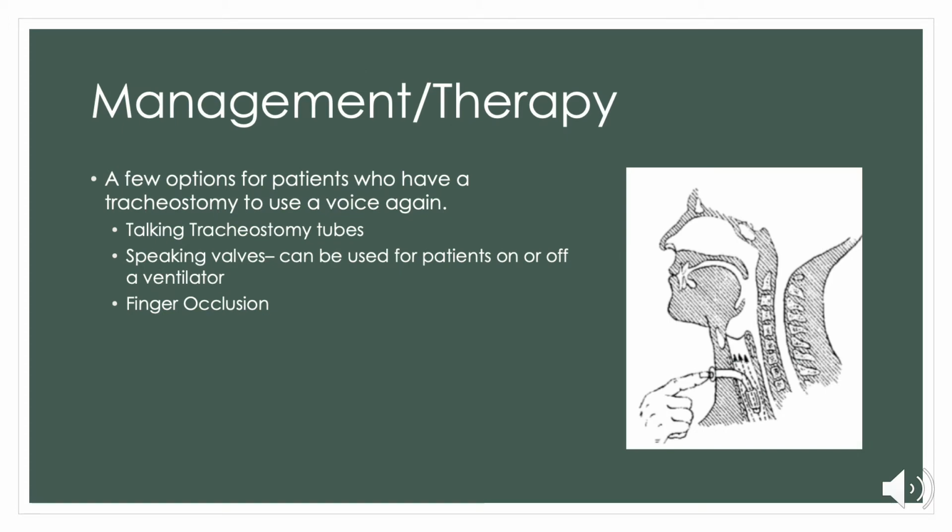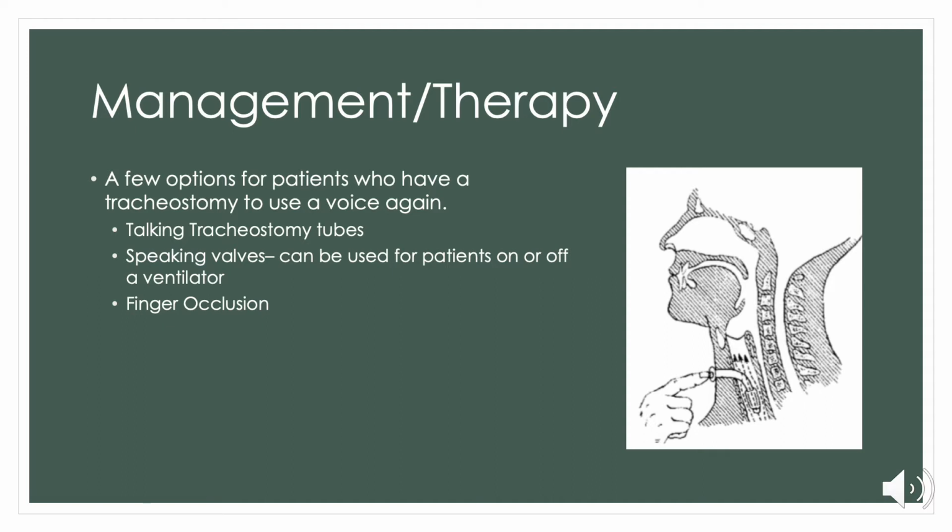As previously mentioned, there are options for a patient to be able to speak again if they have a tracheostomy, no matter if they have mechanical ventilation or don't have mechanical ventilation. The other options include talking tracheostomy tubes and a finger occlusion technique. Talking tracheostomy tubes are often used if the patient is on the ventilator and cannot tolerate cuff deflation. Finger occlusion is often used in the case if a patient has a cuffless tracheostomy tube.